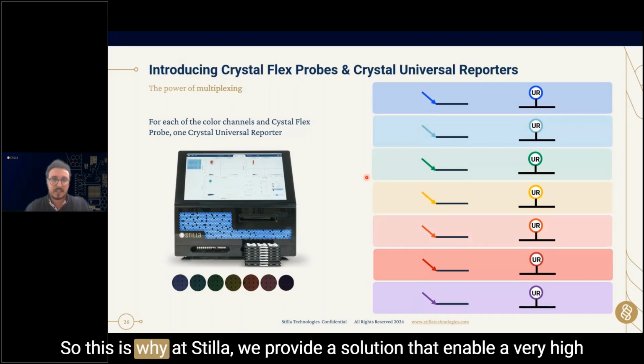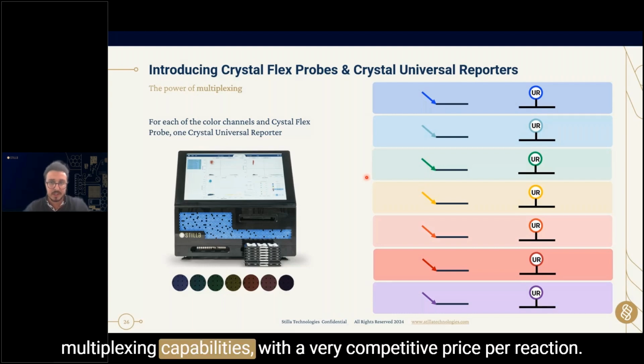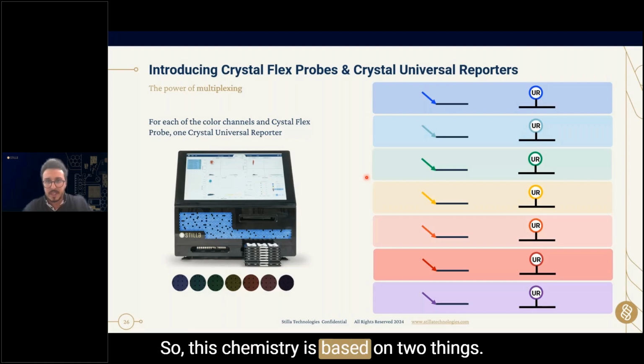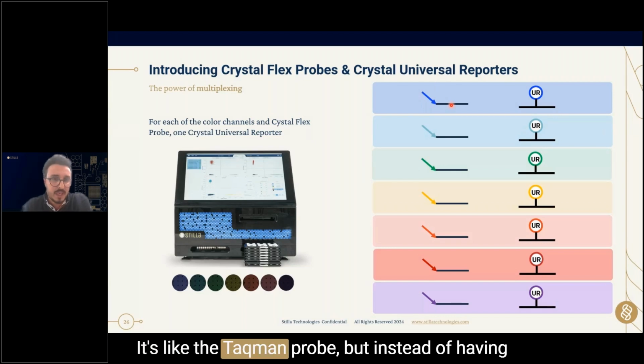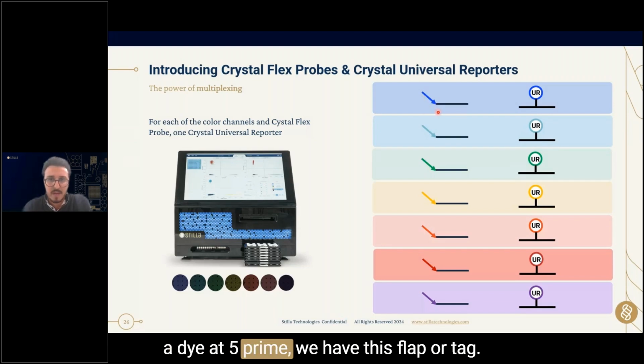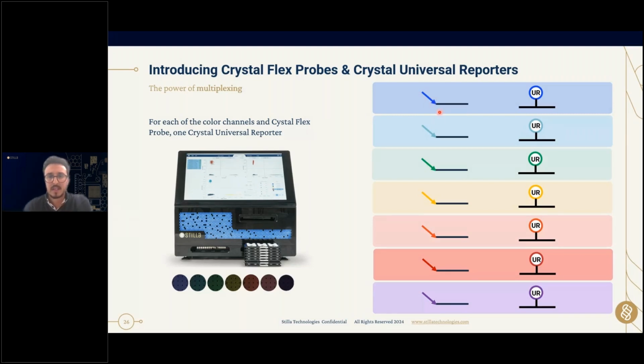So this is why at Stilla we provide a solution that enables very high multiplexing capabilities with a very competitive price per reaction. This chemistry is based on two things. The first thing is what we call the flex probe. It's like the TaqMan probe, but instead of having a dye at 5', we have this flap or tag here that is linked to this probe.